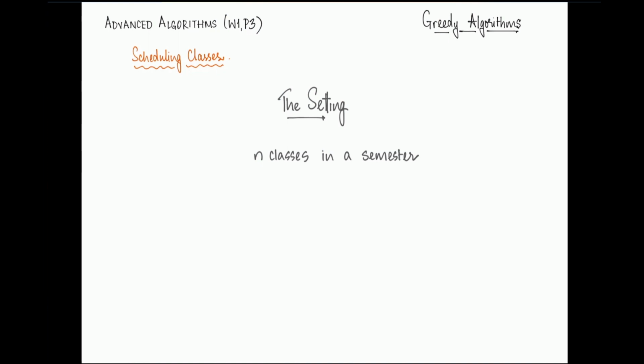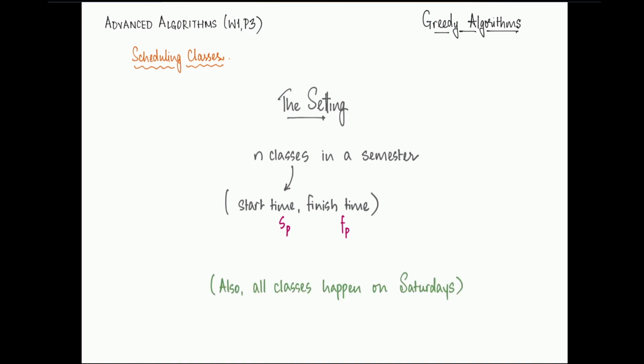So in particular, like we just said, there are going to be n classes, and each class is specified by a start time and a finish time, which we are going to denote by S and F. So if the class is P, then its start time is S_P and its finish time is F_P. And like we said, all classes happen on Saturdays.